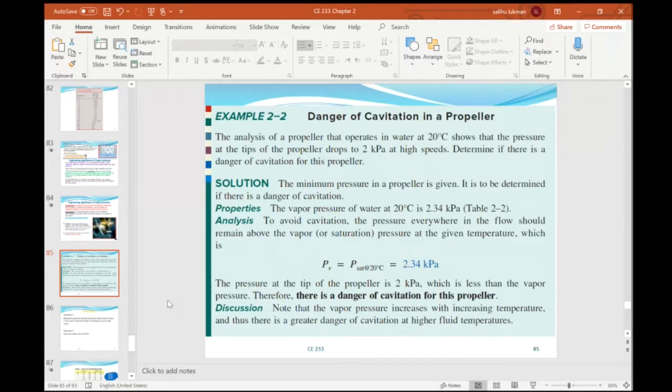And we should know that vapor pressure increases with increasing temperature, and thus there is a greater danger of cavitation at higher fluid temperatures, okay? There is greater danger of cavitation at higher fluid temperatures, because once the temperature of the fluid is higher, the vapor pressure is higher, and there is every tendency of fluctuation in pressure that the pressure within the liquid can go below the vapor pressure. And once that happens, you have cavitation taking place.